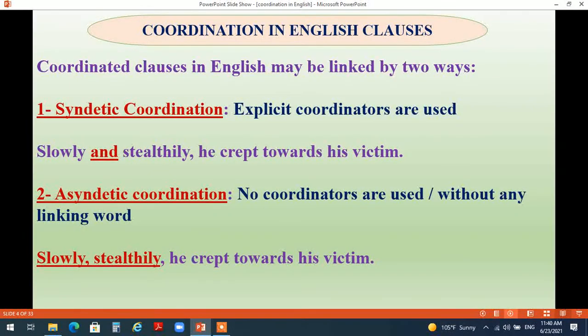The same example can be linked by asyndetic coordination, in which no coordinators are used, but we use instead a punctuation mark which is a comma. So we can say slowly, stealthily he crept towards his victim. So here again we have coordination, but the type of coordination here is called asyndetic, and it is called so because there are no coordinators present.